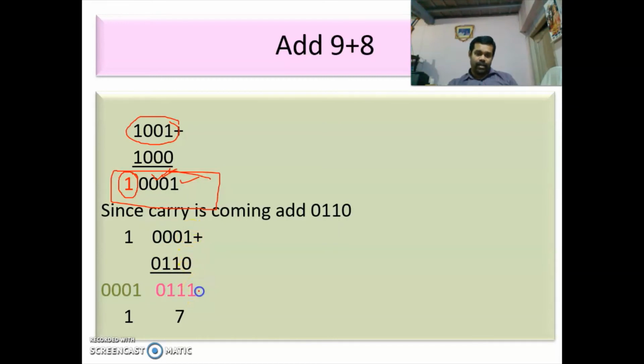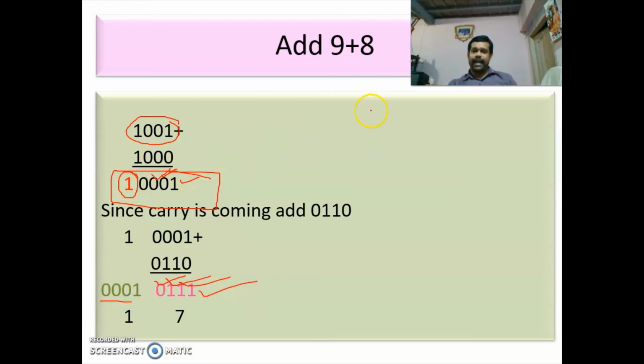1 plus 0 is 1. 1 plus 0 is 1. 1 plus 0 is 1. Then 0 plus 0 is 0. So here you are having a 1. To the left you can add 3 zeros.